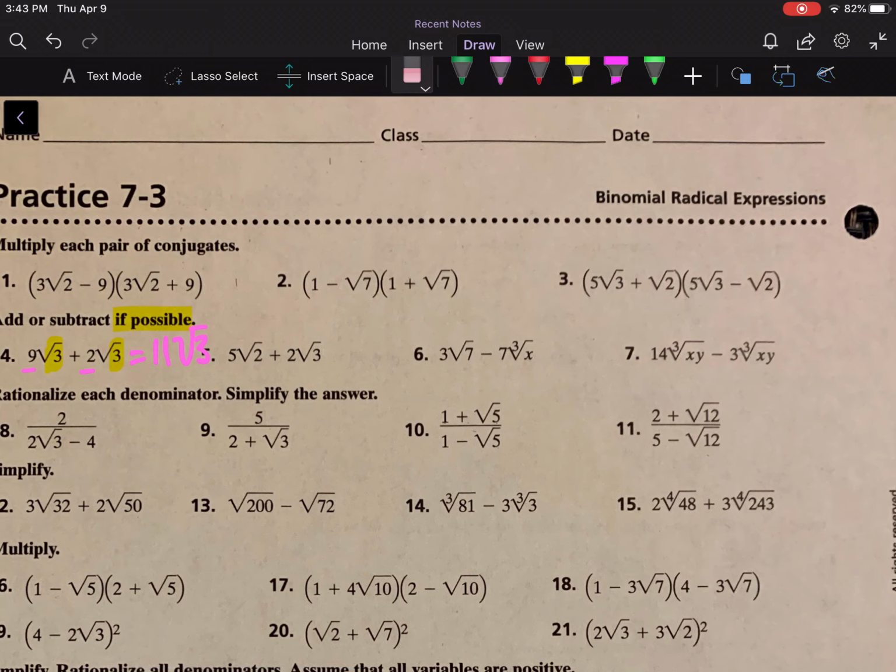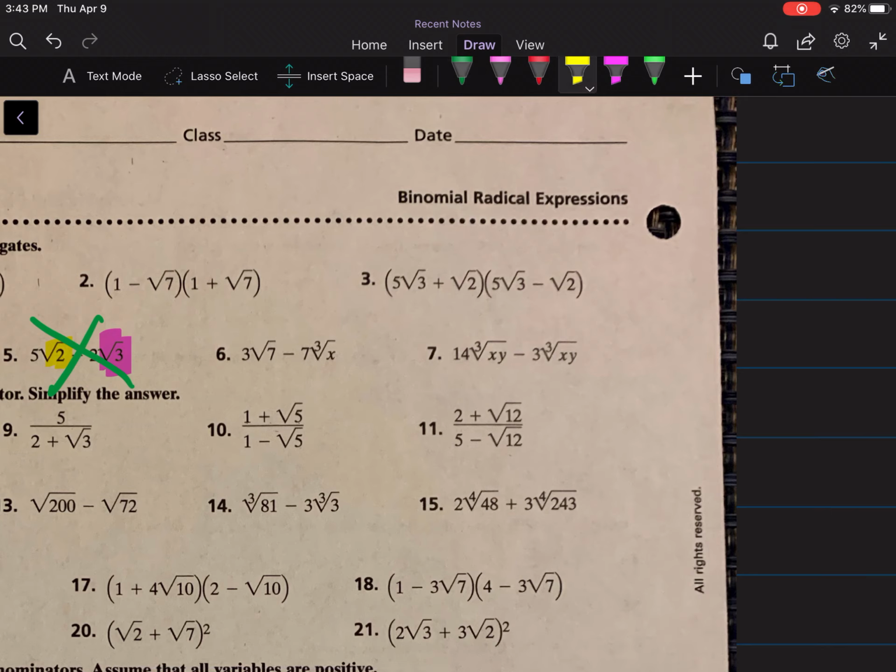Now number 5, we have square root of 2, and we have square root of 3. Those are not like terms, so you cannot combine them. Same thing with number 6. We have square root of 3, and then over here we have root 3 of x. Those are not like terms, so we cannot combine them.